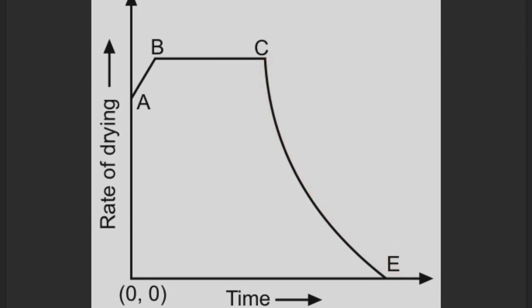Initially we can assume it is constant up to point C, because this happens for a very small time, while the moisture from the surface of the wet solid gets removed. Then beyond that, when we perform drying, the drying rate will of course decrease, because there will be less moisture content, and so the drying rate will also be less. It will decrease over time.